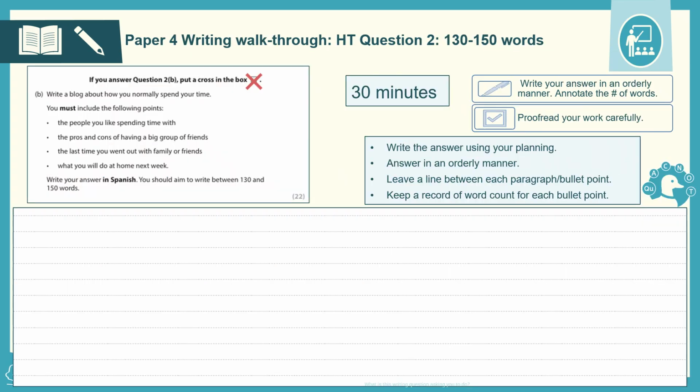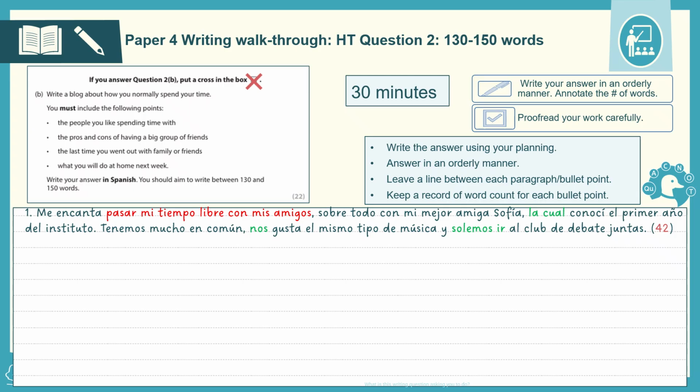I will show you now the model answer for this question. So the first bullet point, as you can see, I've highlighted some ideas. I will explain what they mean. So the red ones are the ones that strictly link to the bullet point. The bullet point is asking me the people you like spending time with, and I almost starting my paragraph, I say, me encanta pasar mi tiempo libre con mis amigos. I love spending time with my friends. So that immediately answers the question. Obviously, it's not developed yet. You need to develop with all the information that is also written on that bullet point.